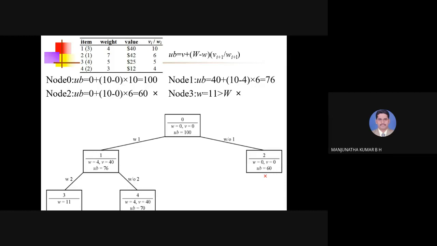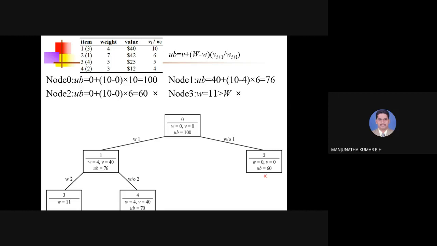Now what do I have to do next? I have two child nodes here. In these two child nodes, which node is best? How to decide the best node? See the upper bound value. Node 1 upper bound value is 76. Second node upper bound value is 60. Since in this problem I want the maximum profit, I go with the maximum value. So I am going to treat node 1 as the best node, whose value is 76.